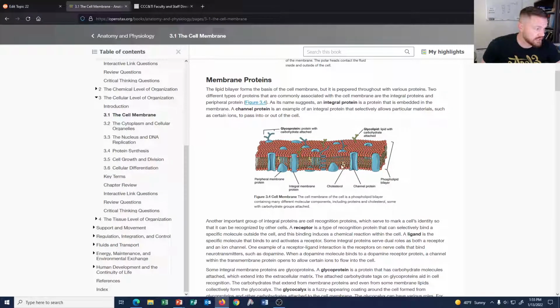You can also have things like cholesterols. Cholesterols help stabilize membranes. If you have too much cholesterol, it makes them too rigid. If you don't have enough, they're too loose. So you kind of need just the right amount.